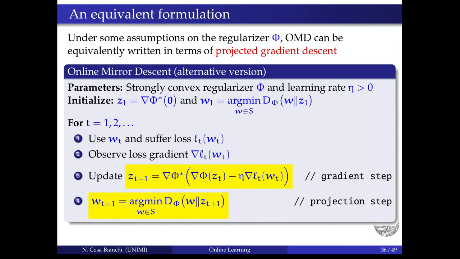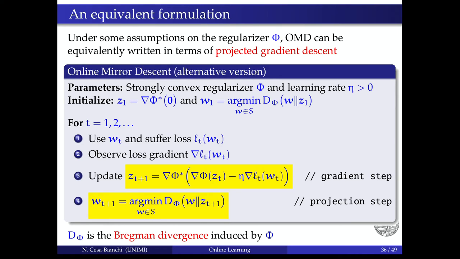I can have an alternative version which actually makes this projection explicit. And this is the alternative version of mirror descent, which makes this projection step explicit. Unfortunately, it will be a projection according to something called the Bregman divergence, which is not a distance, but is a convex thing according to which you can project on a convex set, which is induced by your regularizer.